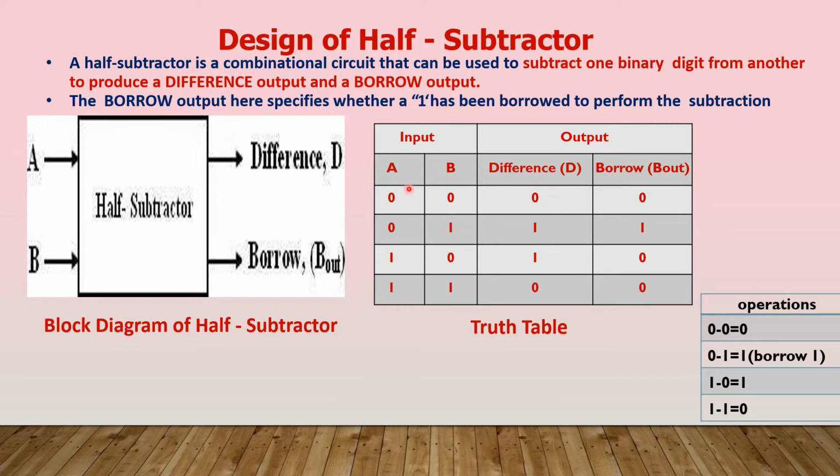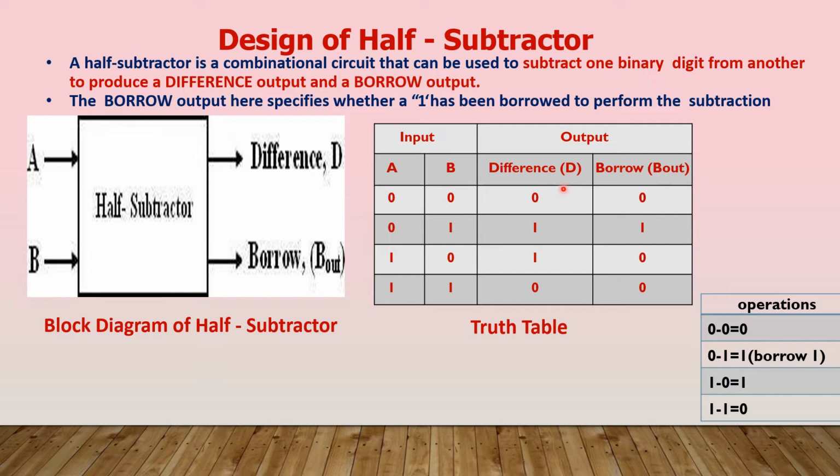First we write the input variables, A and B. There are two input variables, so we know there will be four input combinations, that is 2 to the power n, where n is the number of inputs. Since it has two inputs, 2 to the power 2 is equal to 4. So it will have four input combinations: 0 0, 0 1, 1 0, 1 1.